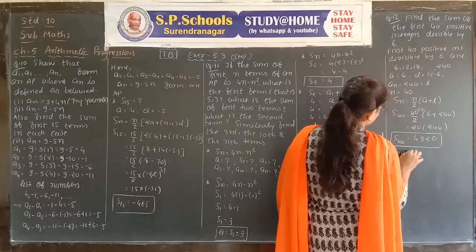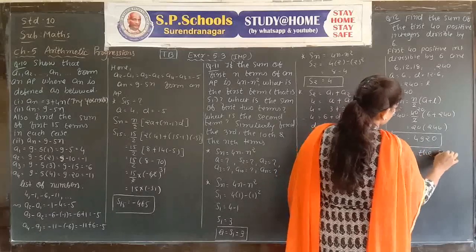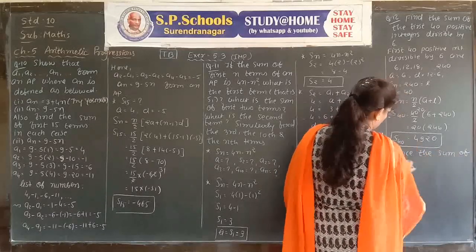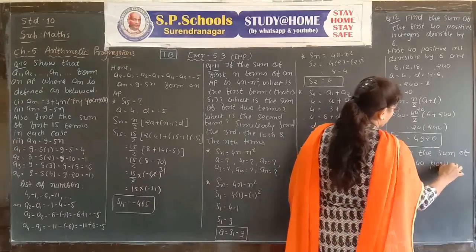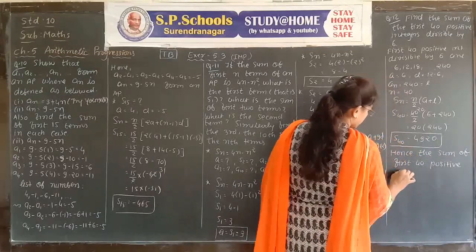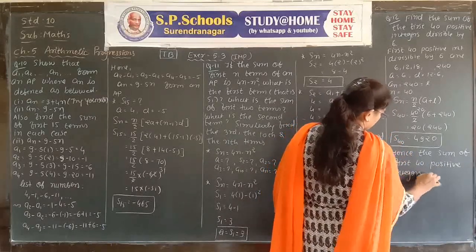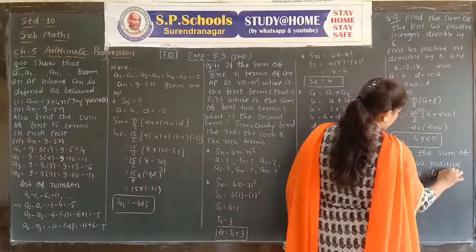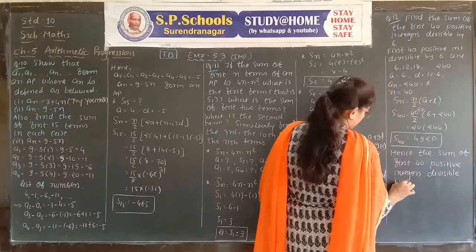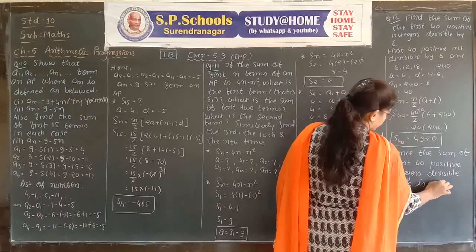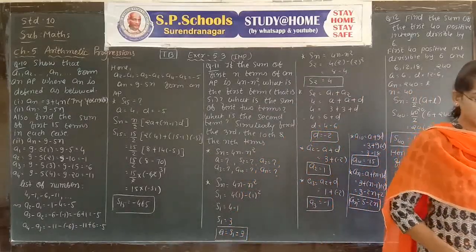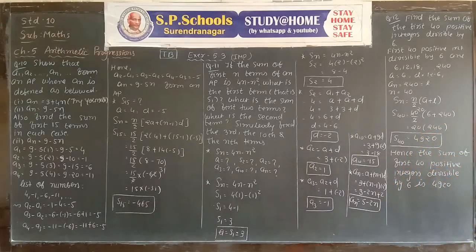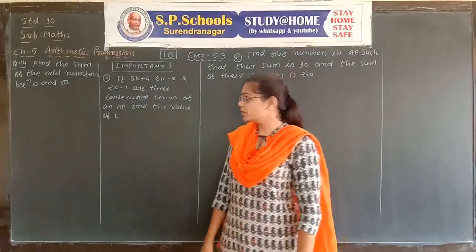Hence, the sum of first 40 positive integers divisible by 6 is 4920. Here question number 12 is completed. Let's see the next one.